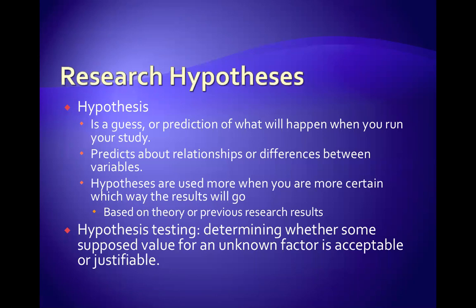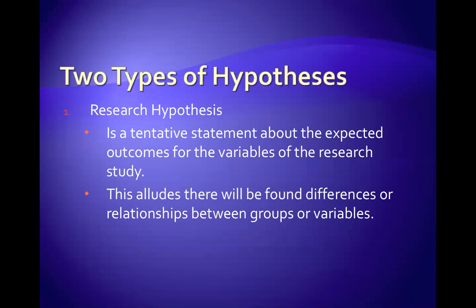Okay, so let's move on. Two types of hypotheses. The first one is going to be the research hypothesis, and this is the statement about what you expect the outcomes to be for the variable or variables under study. So if you're thinking that frustration and aggression are very much related, and you state that they will be, that will be your research hypothesis. Or two groups that you're going to study that you think will be significantly different, that will be your research hypothesis.